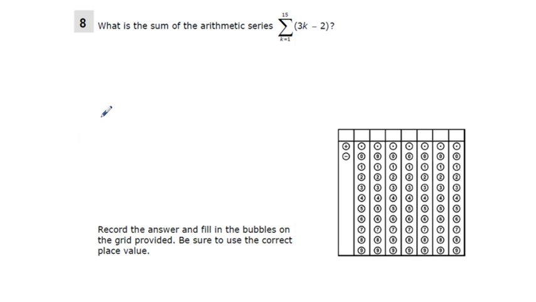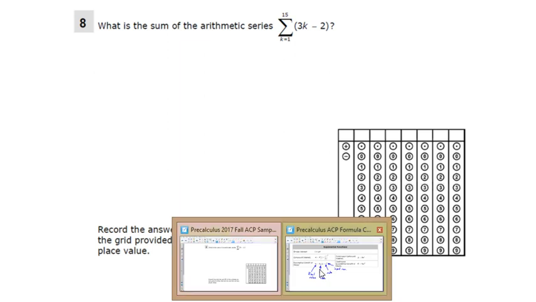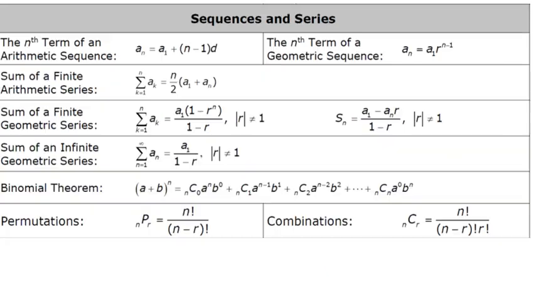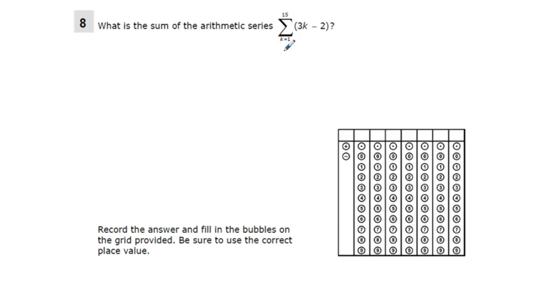8, what is the sum of the arithmetic series? And we're given this sigma notation here. And if we go to our ACP formula chart, this is what we get, sequences and series. And it's going to have to do with, we see the sigma notation here. And so we give different formulas. We're not going to use those right now. But what this tells us is we're going to sum a bunch of, in fact, 15 terms.